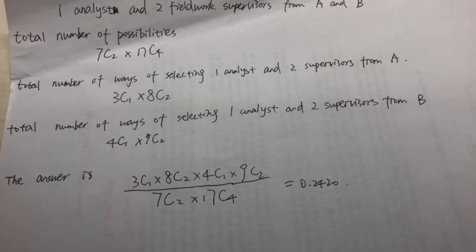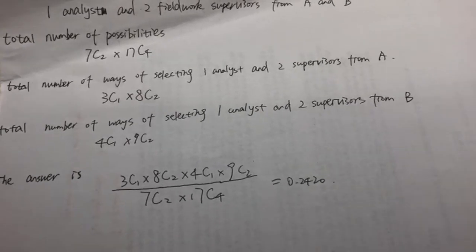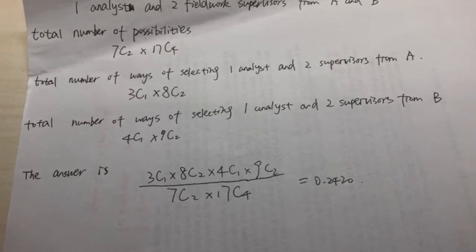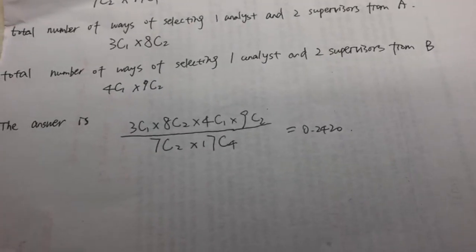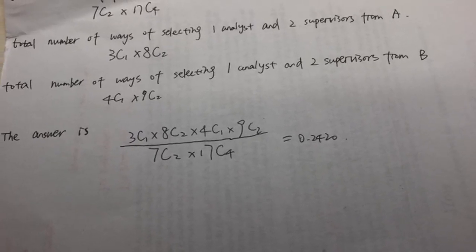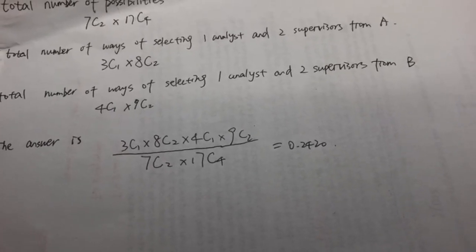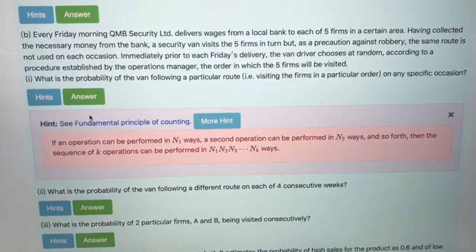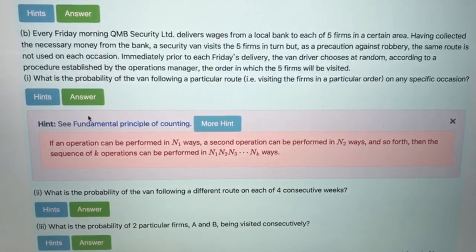In the same way, we can calculate the total number of ways of selecting 1 analyst and 2 supervisors from Company B, which is 4C1 times 9C2. So the answer of this question should be 3C1 times 8C2 times 4C1 times 9C2 over 7C2 times 17C4. It's 0.2420. For question B1, it is asking the probability of the van following a particular route.